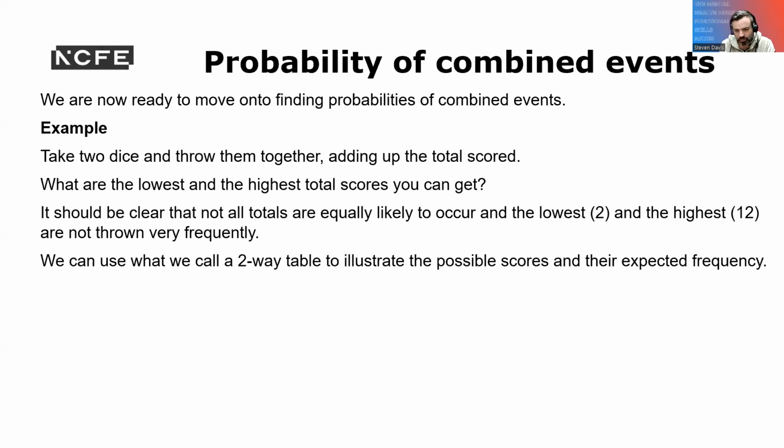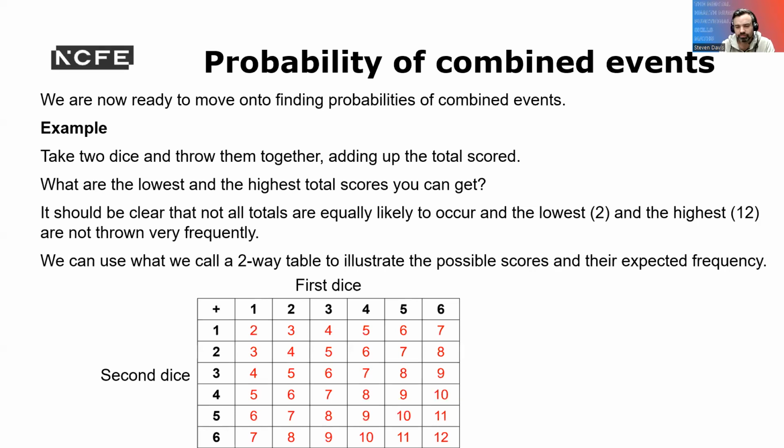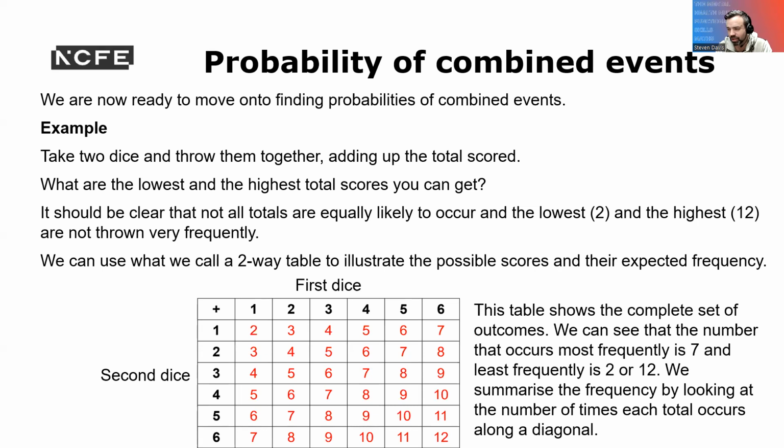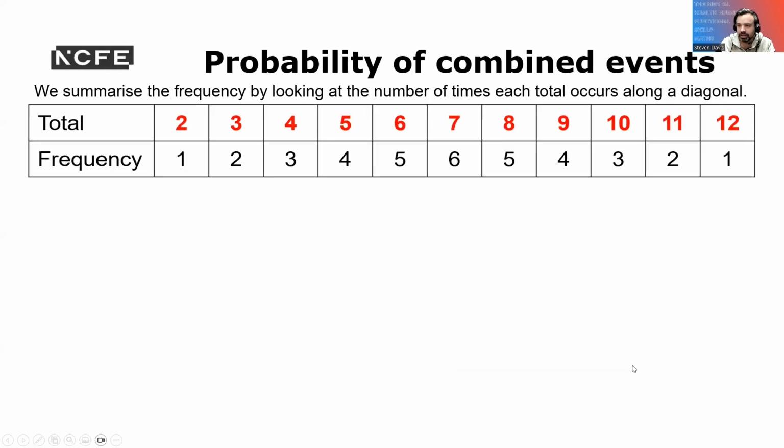We can use what is called a 2-way table to illustrate that score. There we go. So you can see here, the table shows the complete set of outcomes when we throw dice. The most frequent is 7, and the least frequent is 2 or 12. When summarized, the frequency looks at the number of times each total occurs along the diagonal. So there's more chances of getting those than what there is of those. So here you've got the totals there, and there you've got the frequencies.